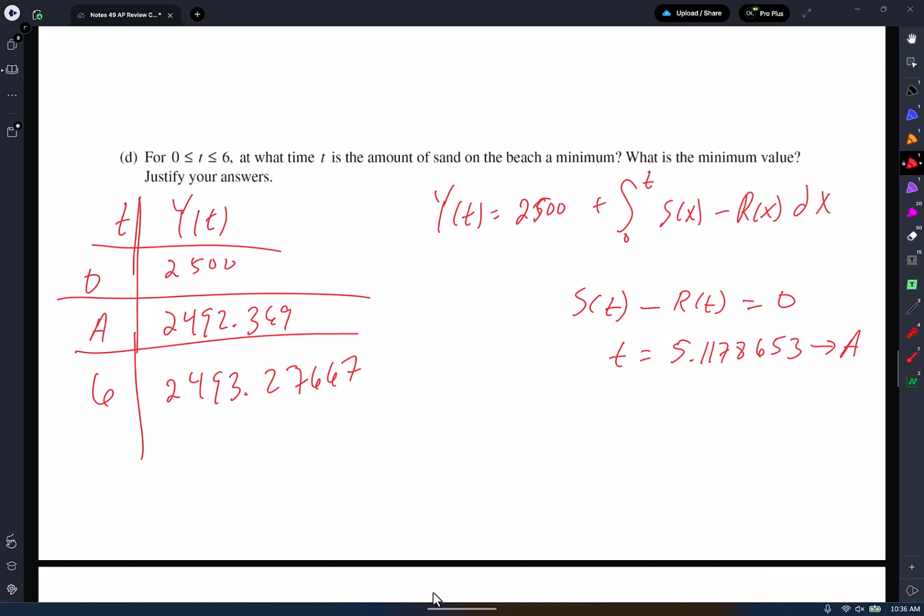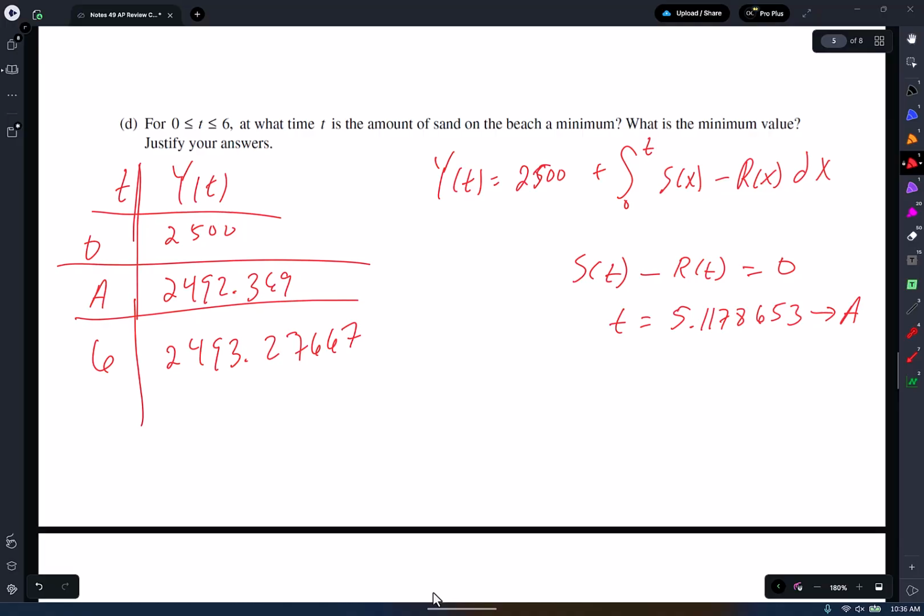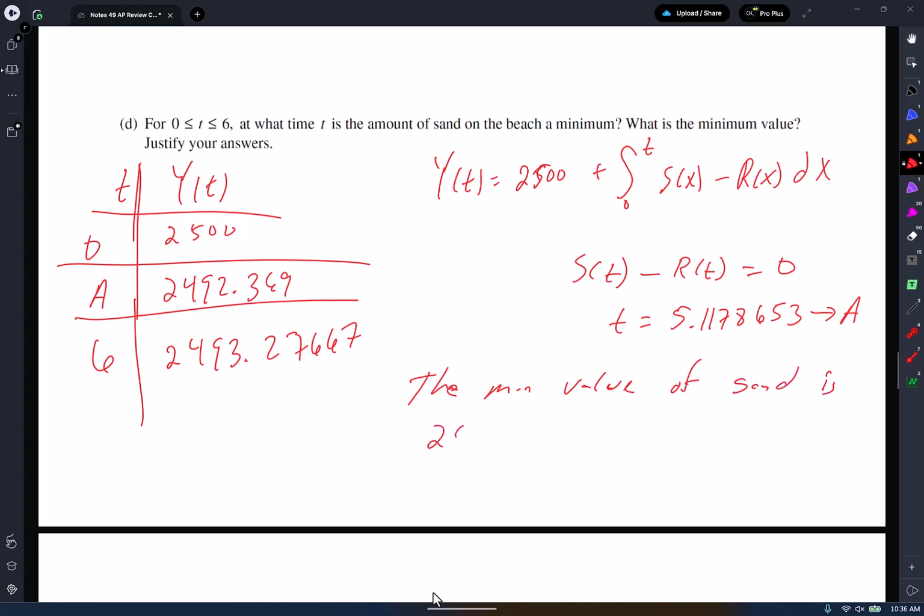What is the time t for the amount? Okay. The amount, the minimum value, do they care about rounding? Okay, so then you want 3 digits after the decimal. The min value of sand is 2,492.369 cubic yards at T equals 5.1178653. Full credit. How do we feel?